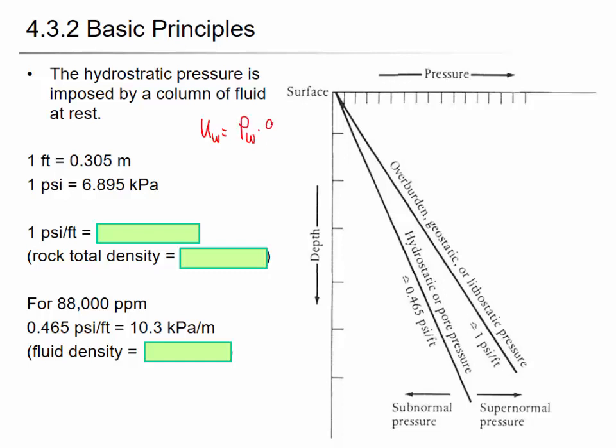Water density times gravitation times the depth, right? And overburden stress is also total density times g times depth, right? So 1 foot is equal to 0.305 meter, and 1 psi is the same as 6.895 kilopascal. So then 1 psi per foot. So here 1 psi per foot is this gradient. How much is it in kilopascal per meter?